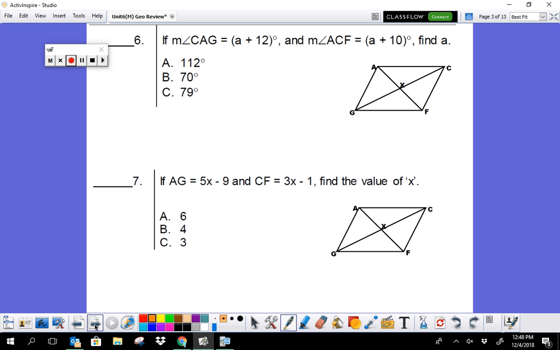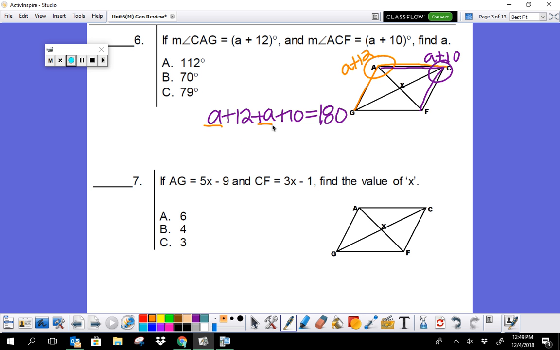Number 6, if the measure of CAG, this whole angle here, is A plus 12, and then it tells me that ACF, it's this angle here, is A plus 10. It wants me to find A. So this is actually very similar to the last problem. Those 2 angles are going to be supplementary. So I'm going to have A plus 12 plus A plus 10 equals 180. So that's going to get me A plus A is 2A, and then 12 plus 10 is 22, equals 180.